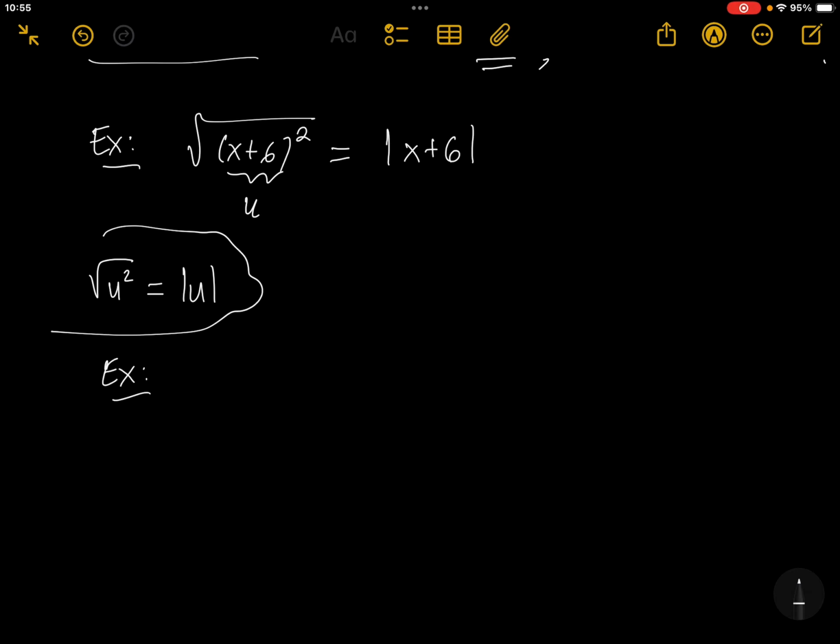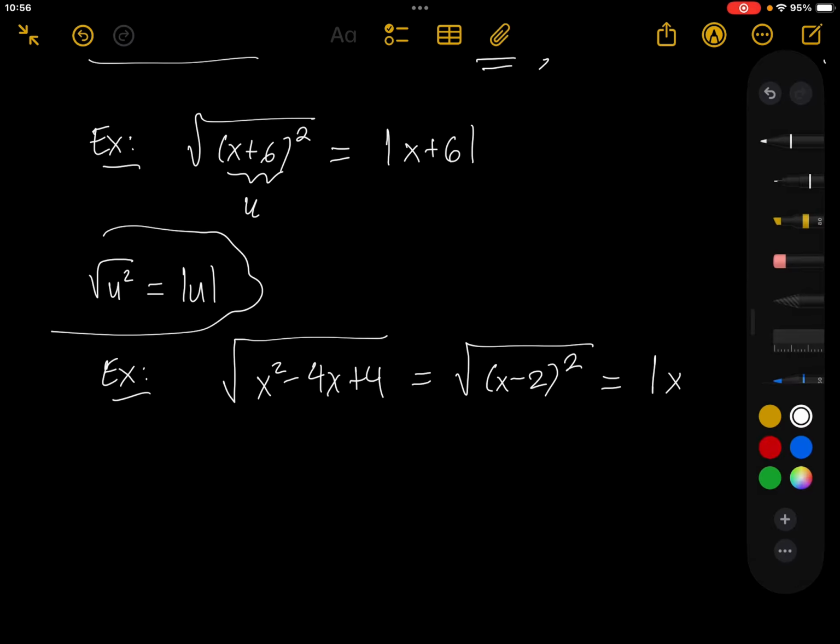Similarly, if I have the square root of x squared minus 4x plus 4, what can I do? How can I write the inside? Do you recognize what I can do? The inside is a perfect square. It's equal to x minus 2 in parentheses squared. Now I have that same pattern where I'm squaring and then taking the square root. That's going to be the absolute value. So I'm left with the absolute value of x minus 2.